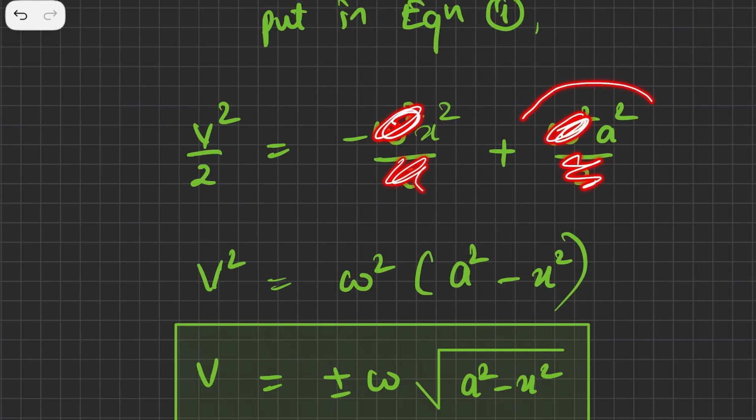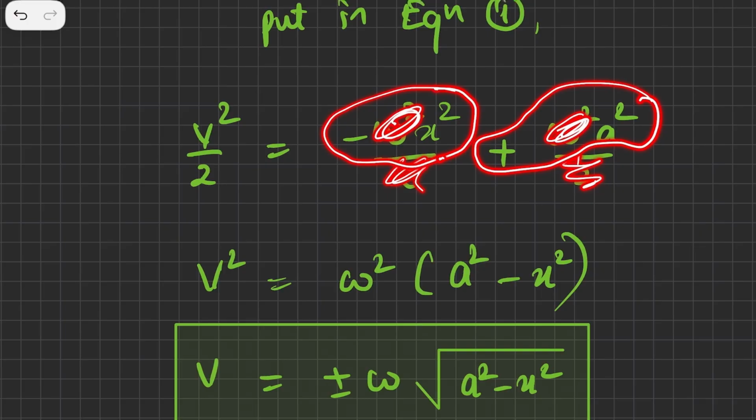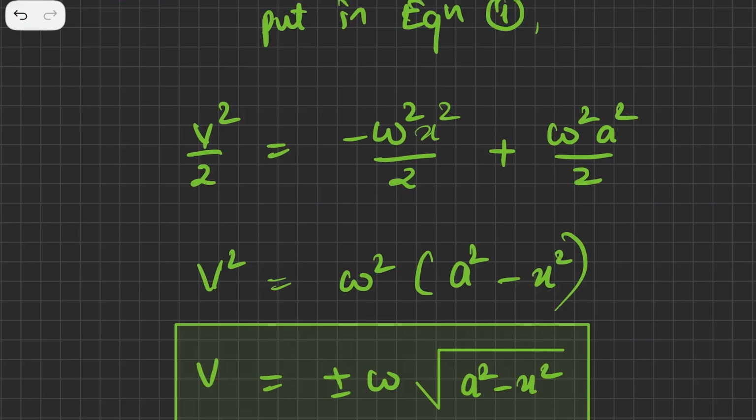So what remains? 2 is not there, omega square is absent. Now I see that this a square is positive and this minus x square is negative. So I have taken the negative term as the second term and a square as the first term. It's just a replacement of the first term by the second term. I can write minus x square plus a square as well, but generally we write positive terms first. So a square minus x square. It's just a different way of writing.